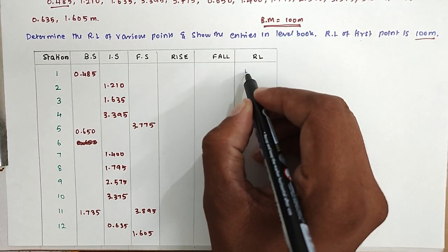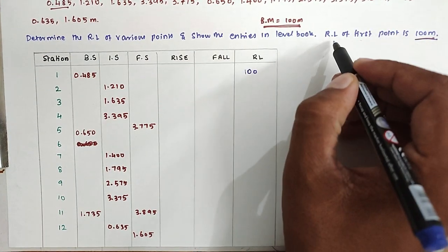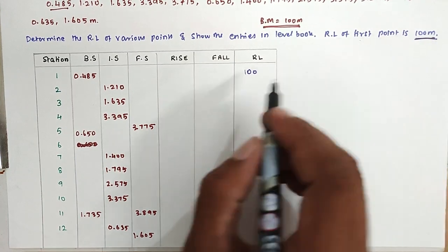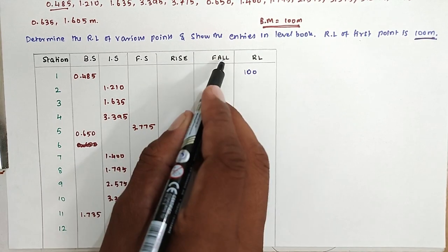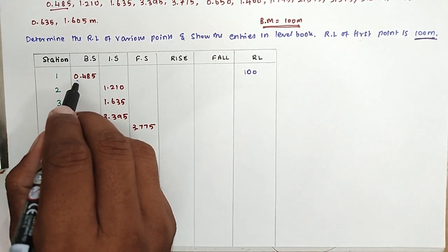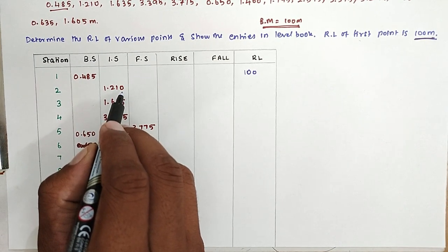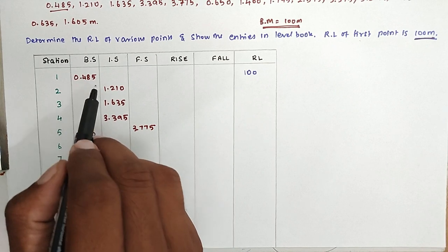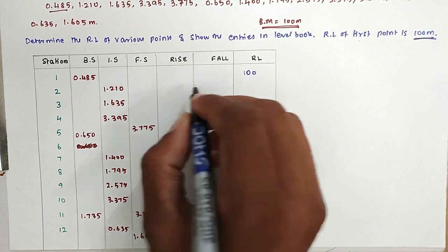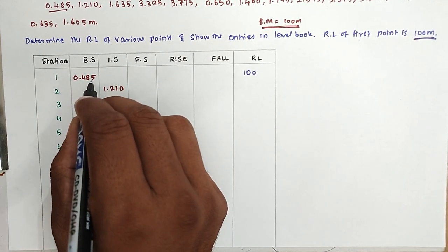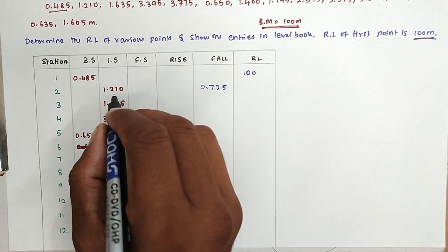Now the RL value is 100, because for the first point we can take the RL as 100. Now we are going to find out the rise or fall. So 0.485 minus 1.210 will be negative, because the first point is elevated compared to the second point. So the fall is 1.210 minus 0.485, that will be 0.725.